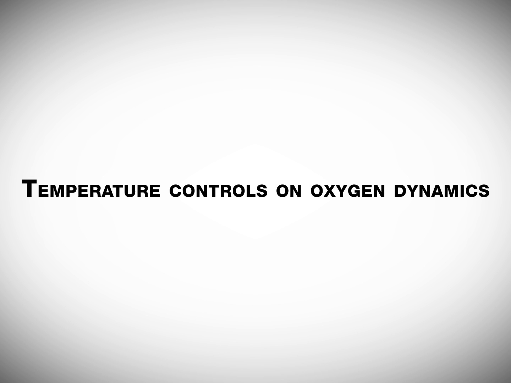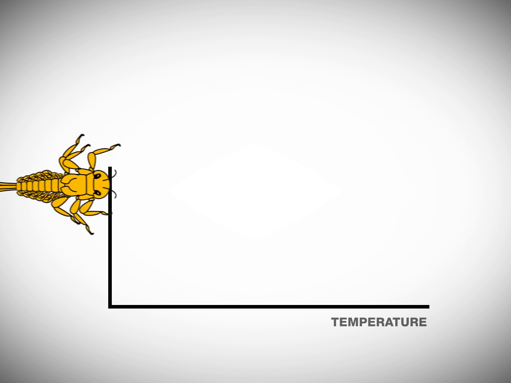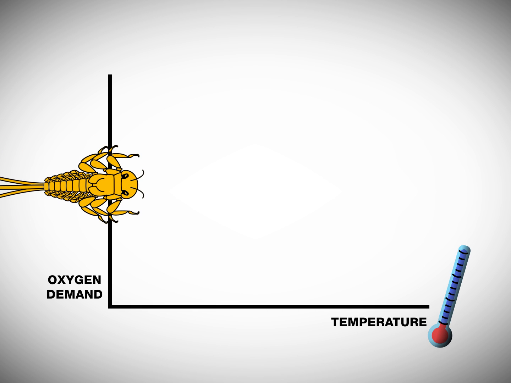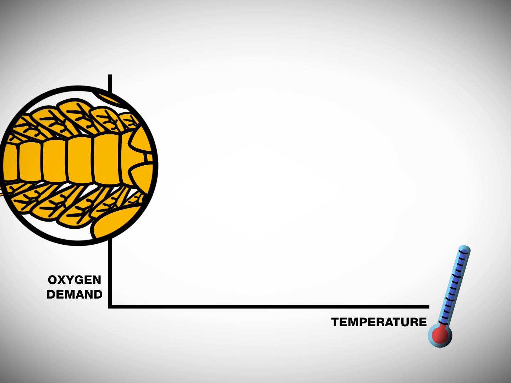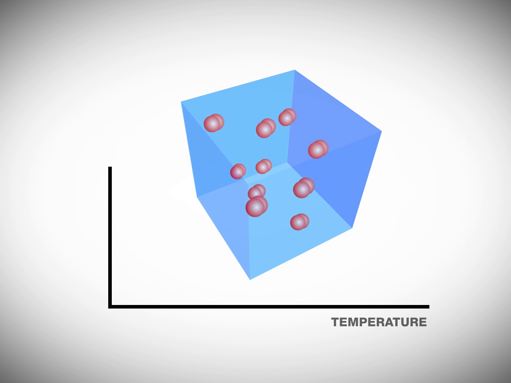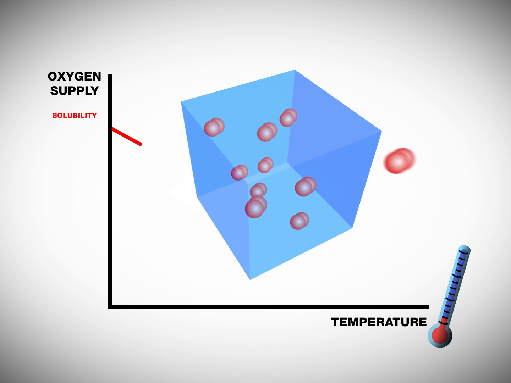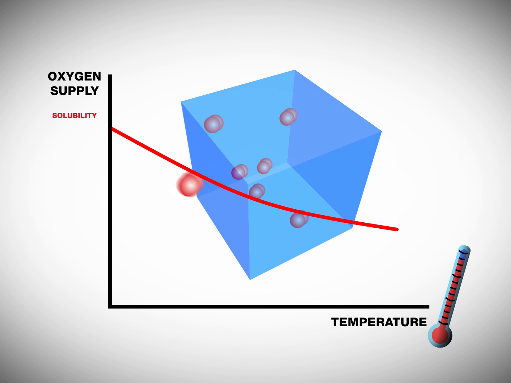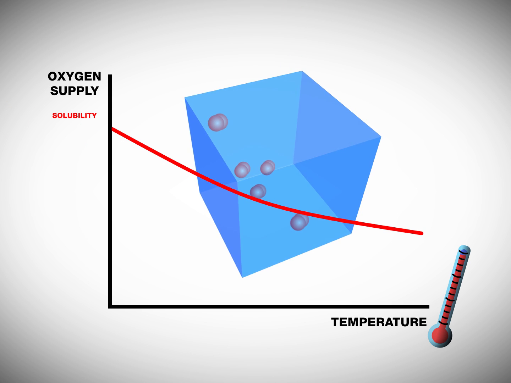Temperature controls on oxygen dynamics. Ectotherms, or cold-blooded animals, require more oxygen as their habitat warms up. At a certain temperature, an animal can no longer supply oxygen to its tissues, effectively setting the upper temperature that a species can tolerate. Thus, it is important to know what components control the oxygen that is available to an animal and how these components change with temperature. Ecologists commonly express oxygen in concentrations.